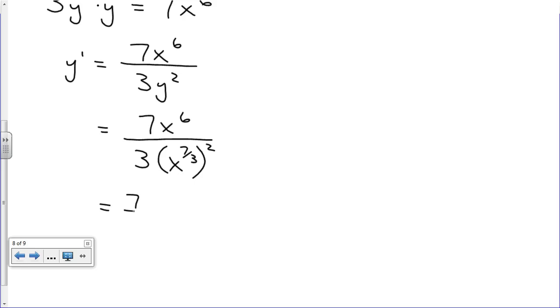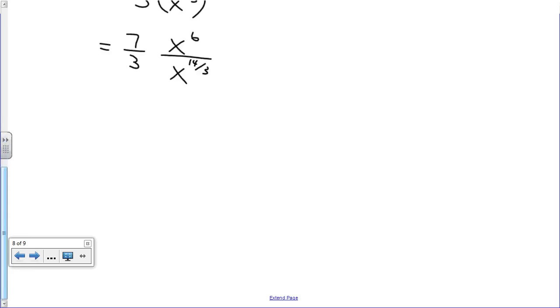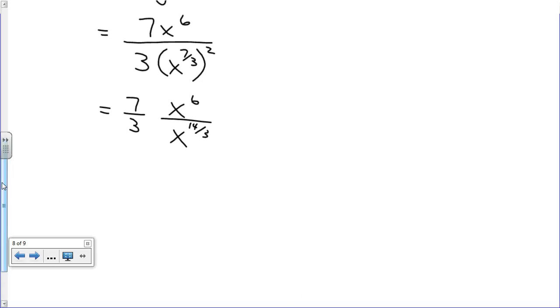I'm going to go ahead and write the 7/3 out front. That's just a coefficient there. And we have x to the 6th over, I'll end up with 14/3 when I multiply the 2 times the 7/3. So it's x to the 14/3 is what we end up with. And of course, my rule here to simplify this, I just subtract the exponents of these two when I'm dividing these two powers with the same base. So this is equal to 7/3 times x raised to the 6 minus 14/3. Now 6 would be the same as 18/3. So 18/3 minus 14/3 would give me 4/3.